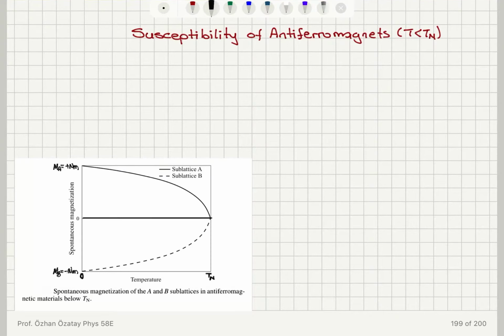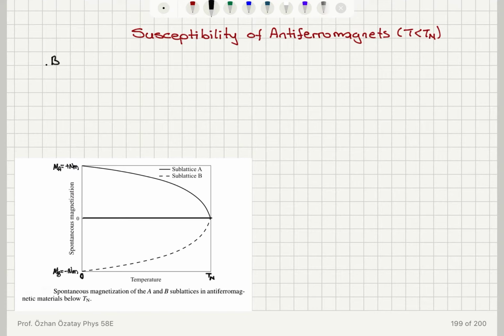Now we will talk about susceptibility of antiferromagnets. First of all, below the Néel temperature, each sublattice is spontaneously magnetized. So with no field, we should have the magnetization of the A sublattice equal to minus the magnetization of the B sublattice, so that the net magnetization will be 0.